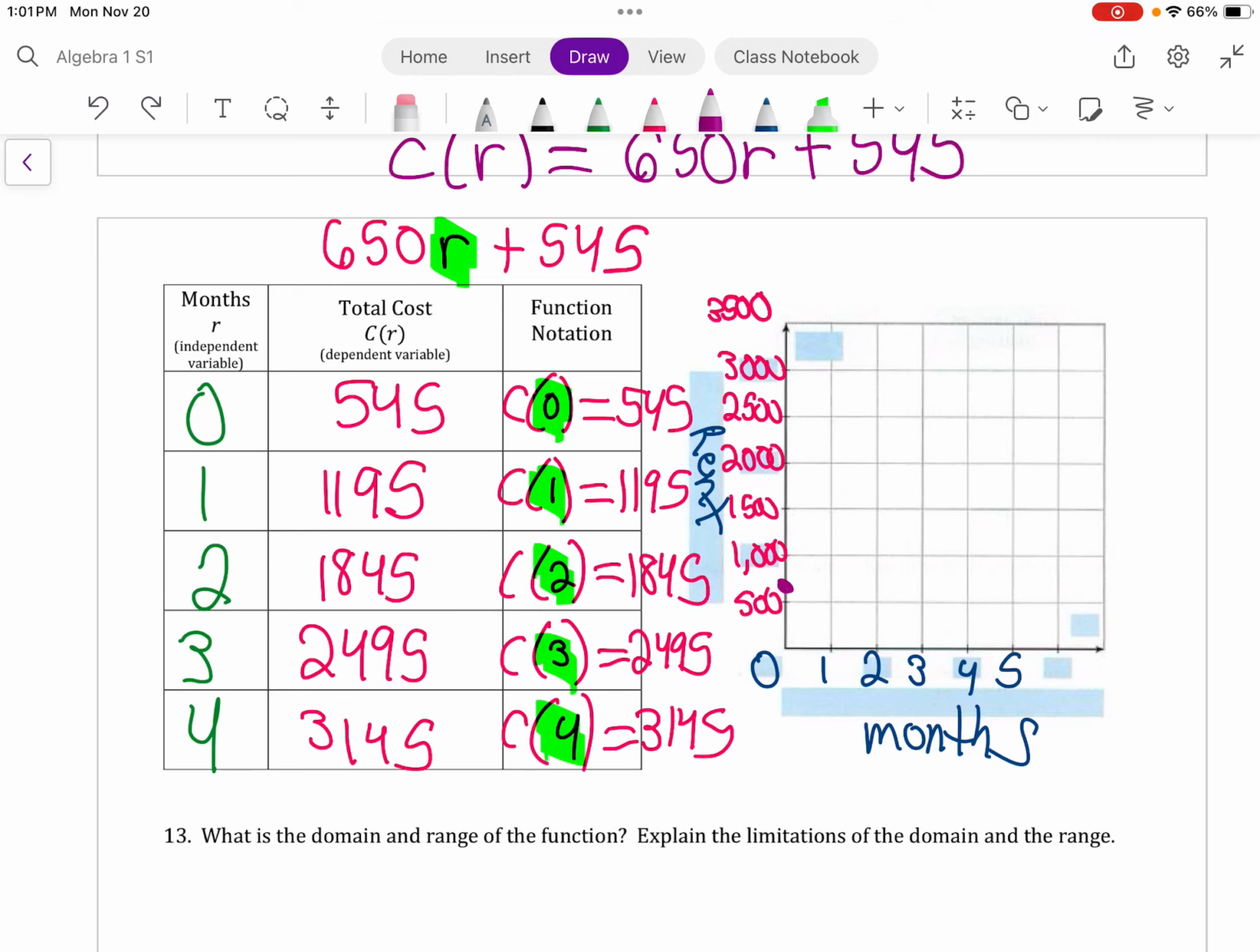Just do the best you possibly can when you're graphing. So 1, it's going to be close to 2,000 for this next. Oh wait, 1,100. So 1,100 is going to be right here. And then 2 to 1,850. And then 3 to 2,495. And then 4 to 3,145. There we go. Straight line straight up. And there we go. Okay.